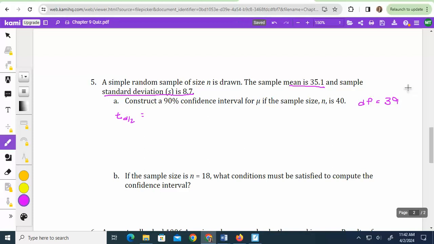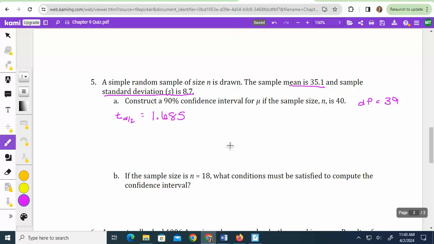Okay, so if I go to my table for my T, not all of these are on here, but 39 is. And then our area in the right, the alpha over 2, is 0.05. So what do we get for the T value? 1.685.